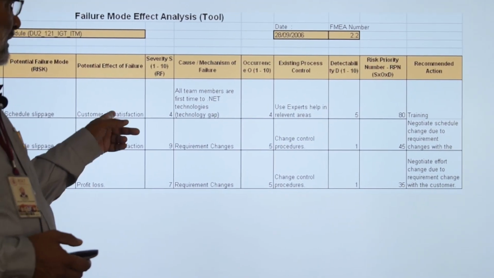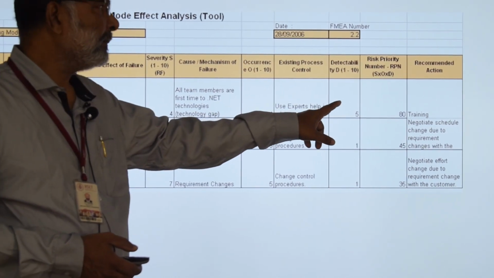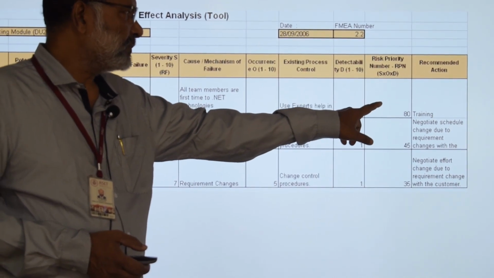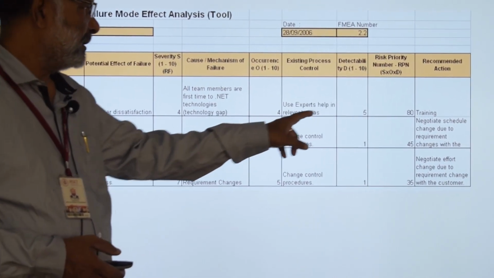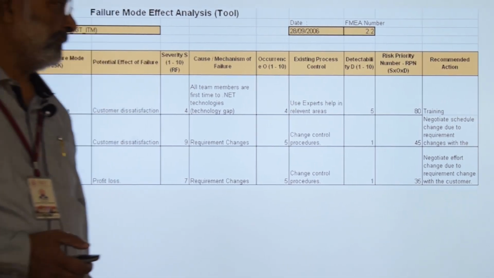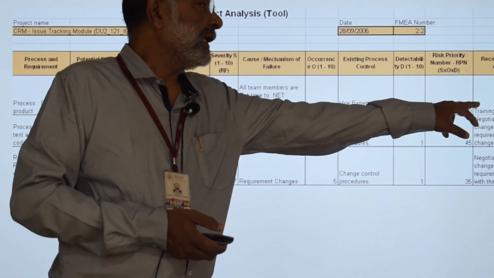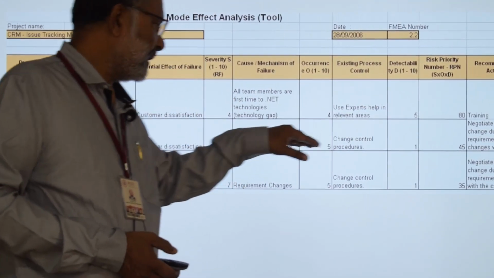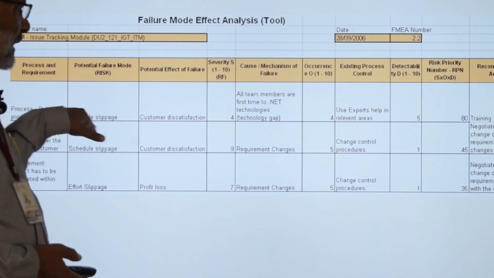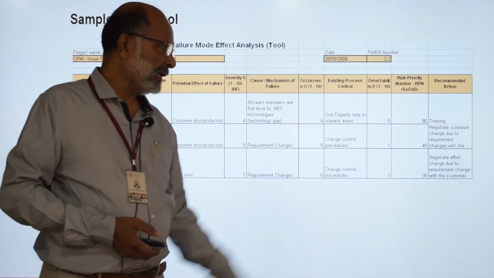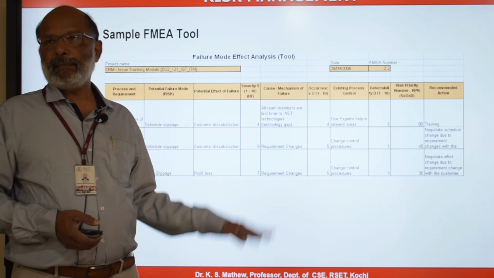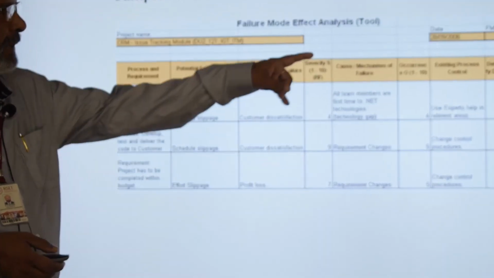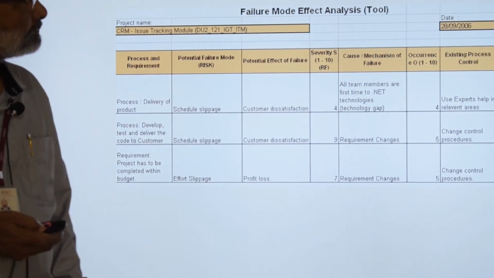And then based on this severity, occurrence and detectability, you will calculate the risk priority number by multiplying severity with occurrence and detectability. 4 into 4, 16, multiplied by 5, 80 is the RPN number. And what is the recommended action? Give training on .NET to the team members. So this is the RPN number. Like that, the next row will have the next risk. So you will again calculate the RPN number. Based on the RPN number, you can prioritize the risk by sorting this list in the descending order of RPN number. Then plan actions for all the top priority risks.